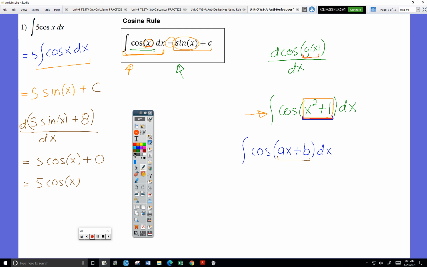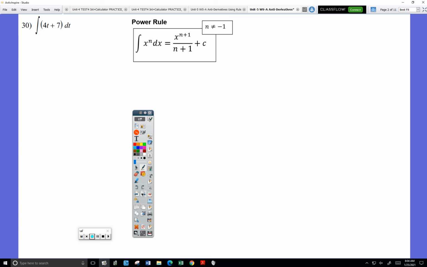Cool. So that's the first example. We're going to do several off of this sheet. Let's just keep going here. So let's go to number 30. Just kind of jumping around a little bit.